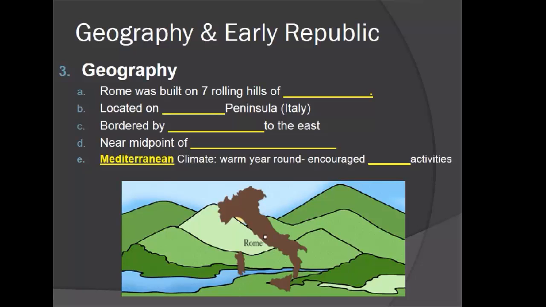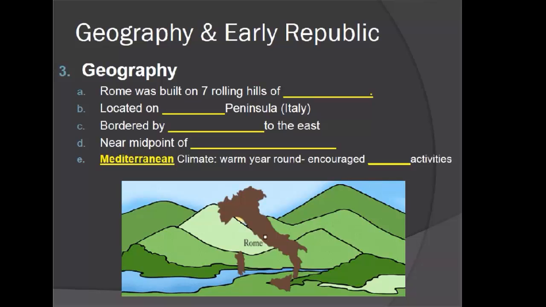Moving on to the geography. Rome was built on the seven rolling hills of the Tiber River. Agriculture is possible on rolling hills, though obviously not as good as on flat land, but as time went on, Rome tended to rely mostly on trade and not so much agriculture around the city. They would have some farming outside of the city, but the majority of it was eventually done with trade as time went on.